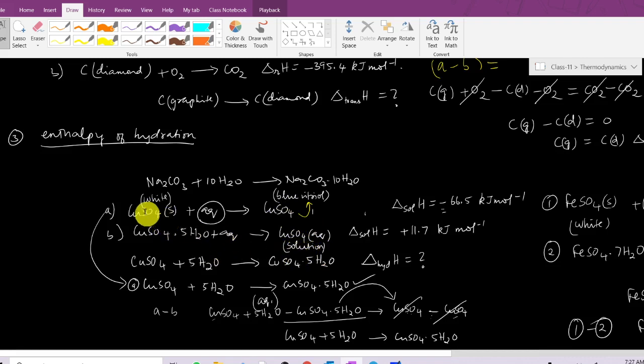So the enthalpy change of this is the enthalpy of solution. You get this value, we know this value. Again when you dissolve this, you get another enthalpy of solution, and its value comes like this.